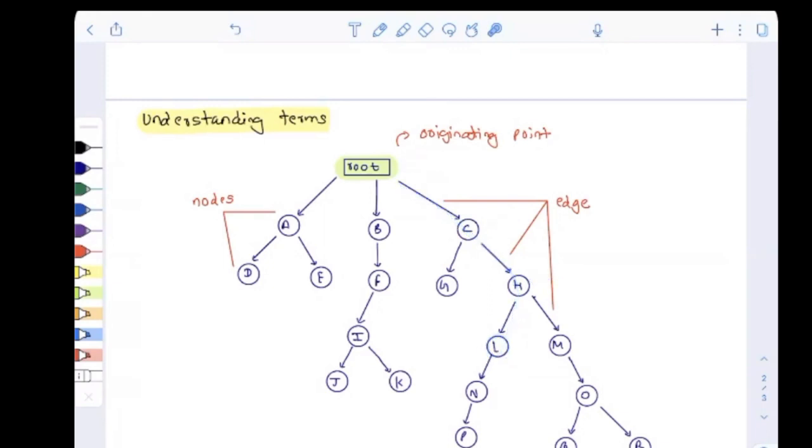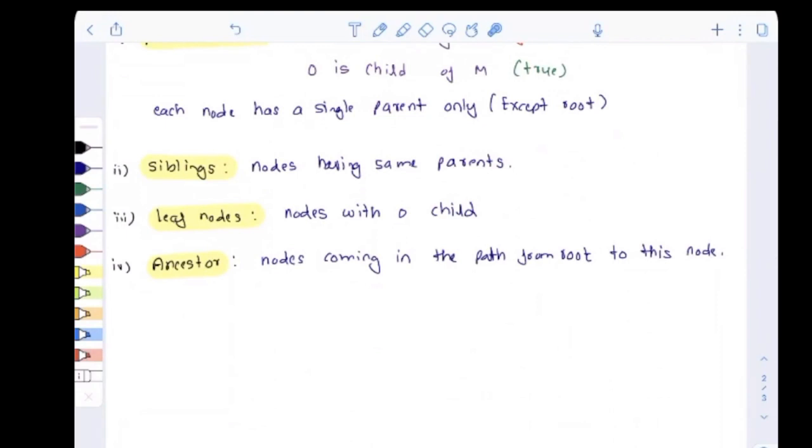Okay. Now quickly tell me, guys, what are all the ancestors of Q? Parent, then grandparent, then great-grandparent, and so on. Exactly. So draw a path from root to this node, and find all the nodes coming in this path: root, C, H, M, O. These are all the ancestors of my node Q. Got the point? So this is the definition of ancestor.